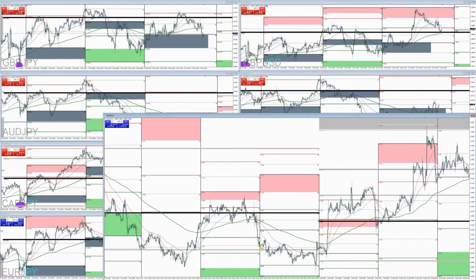Very next week opened up here and went directly to our stop. Alright, so this one's going to be minus 33. This is the last week of the month, by the way. We'll do stats on that.